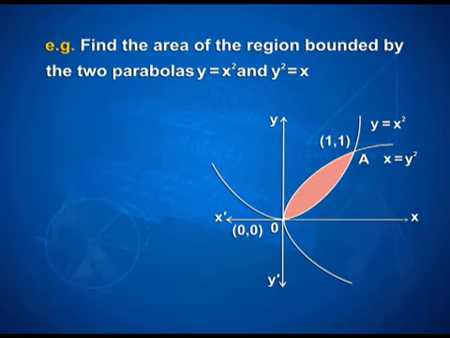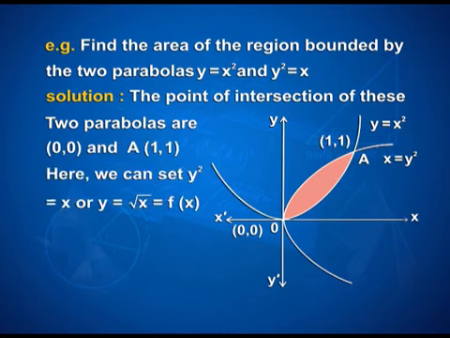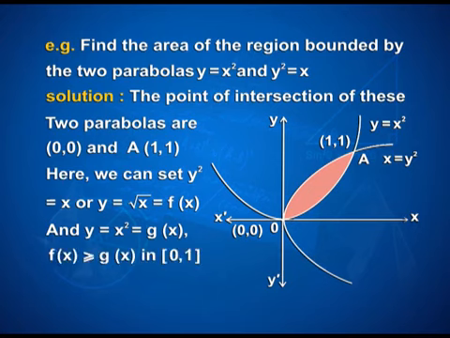Now, let us look into one more interesting example. Find the area of the region bounded by the two parabolas y is equal to x square and y square is equal to x. For the solution, the points of intersection of these two parabolas are 0, 0 and A, that is 1, 1. Here we can set y square is equal to x or y is equal to square root of x, that is equal to f of x, and y is equal to x square is equal to g of x. f of x is greater than or equal to g of x in the interval 0, 1.